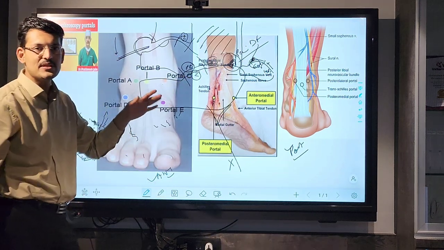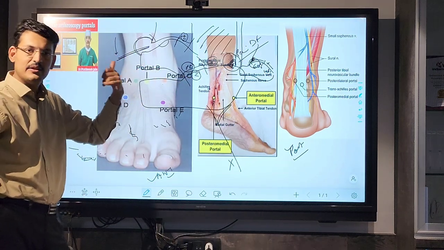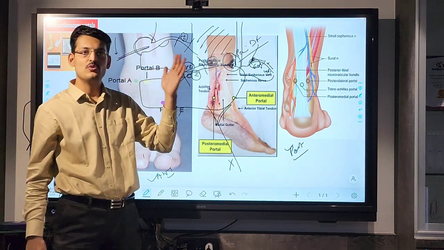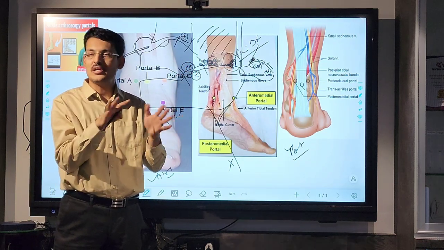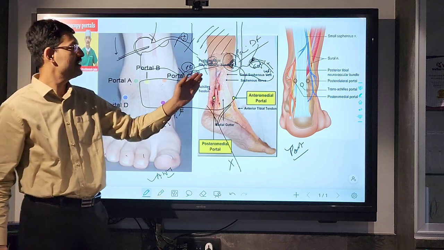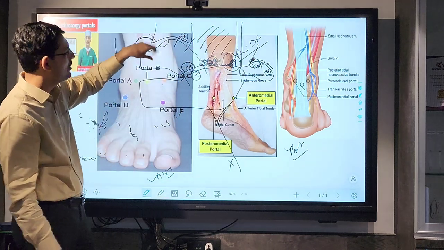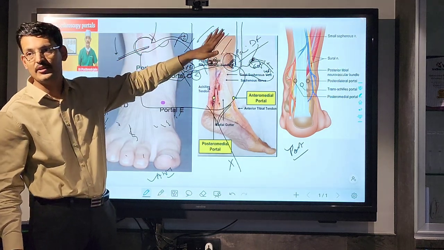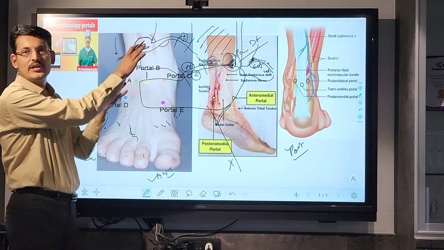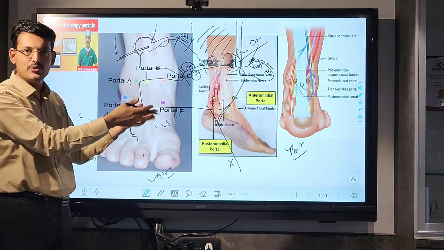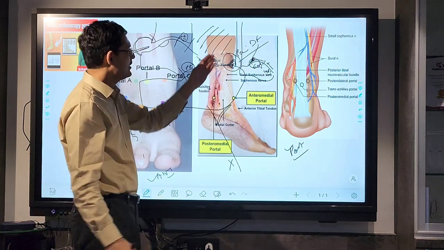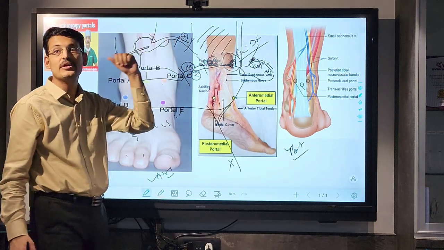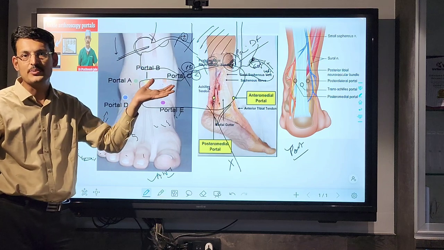So the first step is creating the space here. This is similar in the shoulder. If you are doing a subacromial shoulder arthroscopy, you need to create a space. It's not a ready-made space. You need to create the space and after that you will be able to see all these structures clearly. In the knee, you are into the joint. In the intra-articular shoulder, you are into the joint. But these are artificial spaces here. You need to create these spaces. They are not natural spaces.